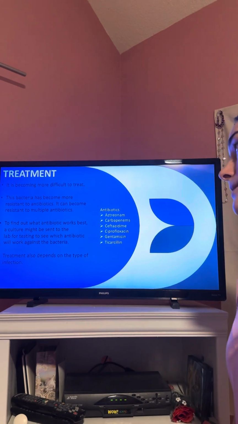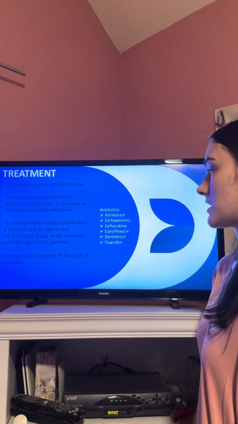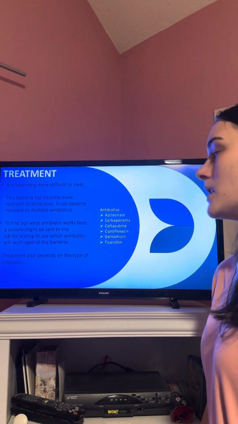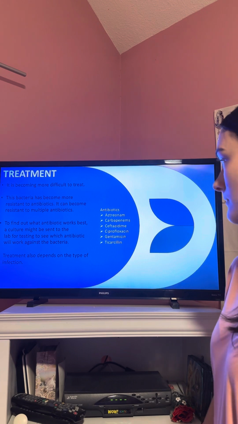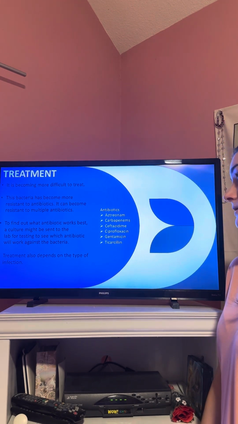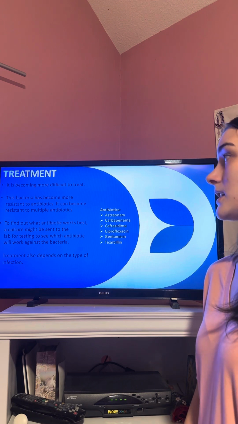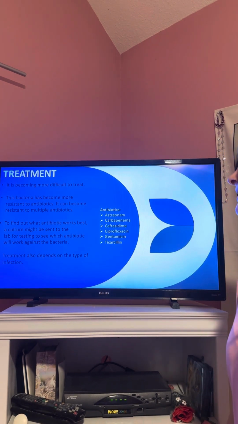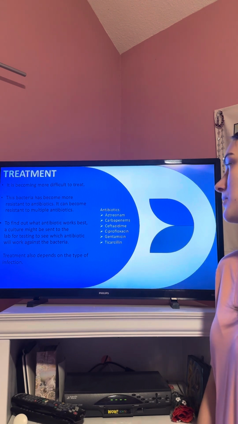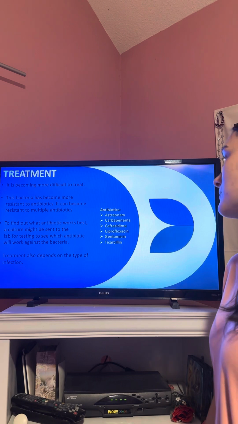To find out what antibiotic works best, a culture might be sent to the lab for testing to see which antibiotic will work against the bacteria. Treatment also depends on the type of infection that they have. More antibiotics, other than the ones I mentioned earlier, that could treat Pseudomonas aeruginosa can include aztreonam, carbapenems, ceftazidime, ciprofloxacin, gentamicin, and ticarcillin.